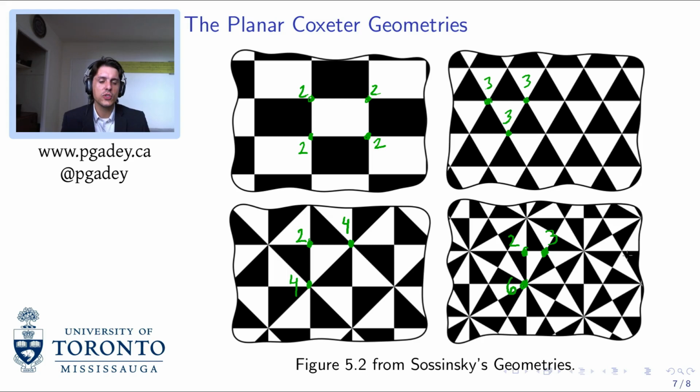We're going to get into the details of how to prove this theorem in class, but I think it's remarkable that the triangular Coxeter geometries all arise from special triangles, right? This is a pi by 6, pi by 3, pi by 2; pi by 2, pi by 4, pi by 4; pi by 3, pi by 3, pi by 3. It's very surprising that there's this connection between the special triangles from trigonometry and the planar Coxeter geometries.